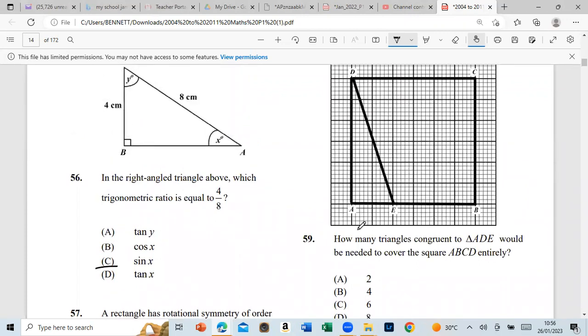Alright, how many triangles congruent to AB would be needed to fit?